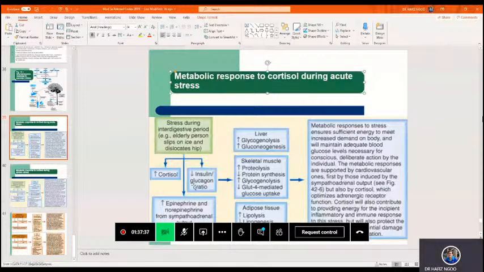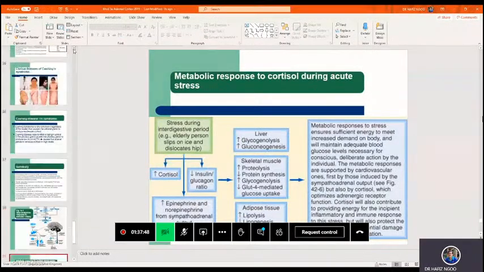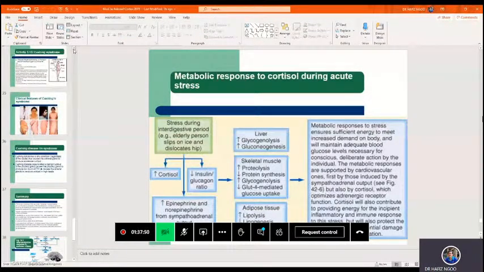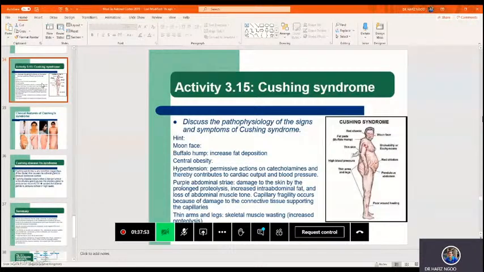Doctor, I have a question. All the syndromes we've talked about, the Cushing syndrome, Addison's disease, will we do them again during pathology? Yes, you will learn about them in pathology, but this is just to show you what happens when there's a high cortisol level. You will probably do it in more detail in pathology. Alright, thank you.